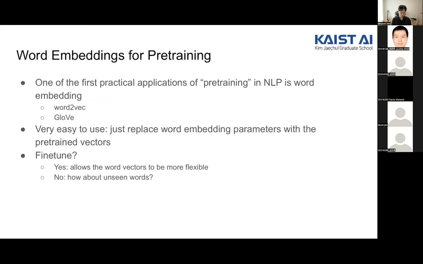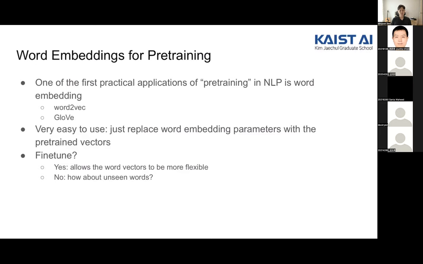And how about whether you want to fine tune or not? It's actually just like in the image domain too, because some people in the image domain also tried not fine tuning the VGG16 part at all, and sometimes they saw that it works better. Not always, but sometimes people didn't fine tune it. And with word embeddings it's exactly the same.